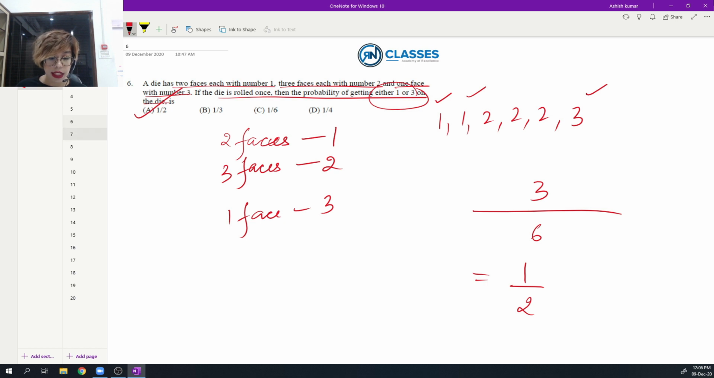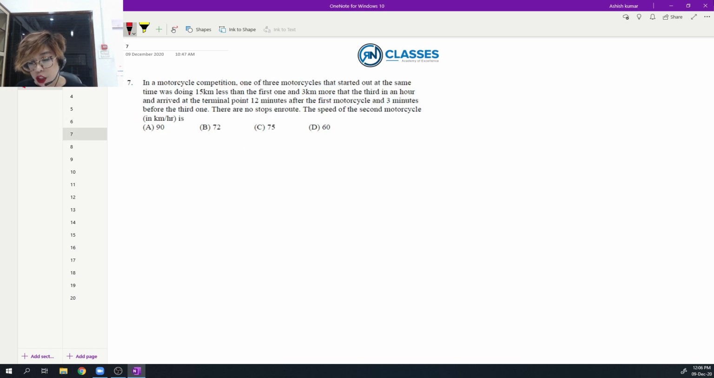Alright, now the next one. In a motorcycle competition, one of 3 motorcycles that started out at the same time. Okay, so he's talking about one of the 3 motorcycles. So obviously there will be a first motorcycle, second motorcycle and third motorcycle. One of the 3 motorcycles was doing 15 km less than the first one, okay, and 3 km more than the third one in an hour, right? So basically he's talking about the second motorcycle.